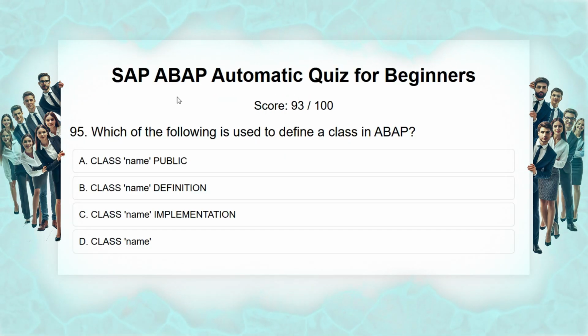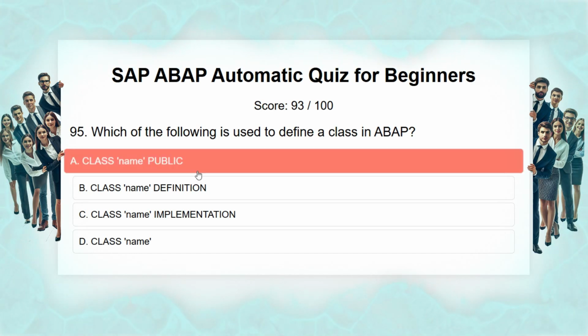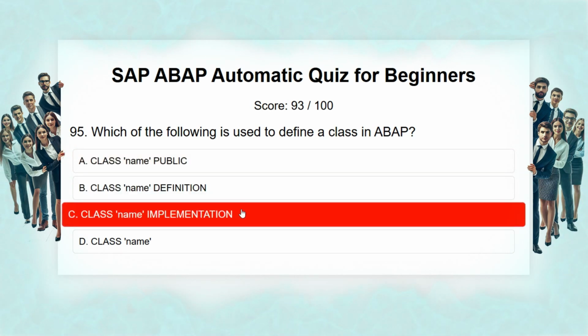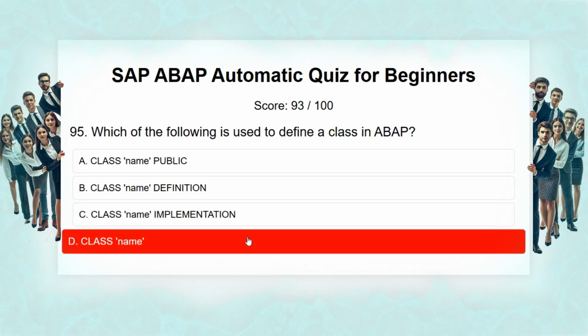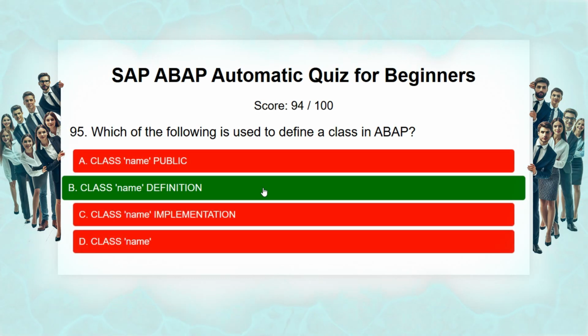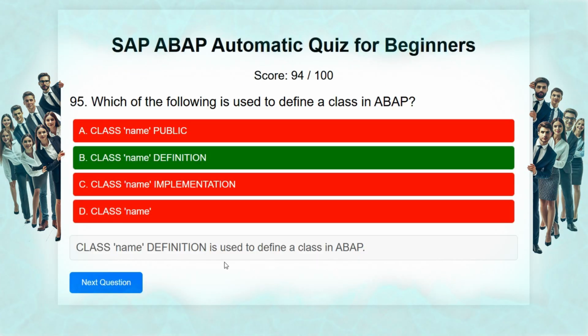95. Which of the following is used to define a class in ABAP? A. Class name public. B. Class name definition. C. Class name implementation. D. Class name. Correct answer. Class name definition is used to define a class in ABAP.